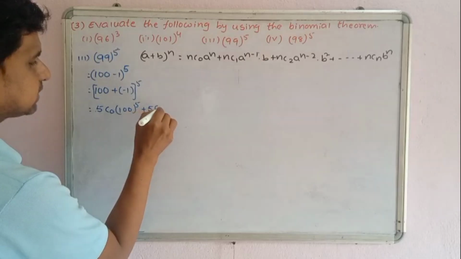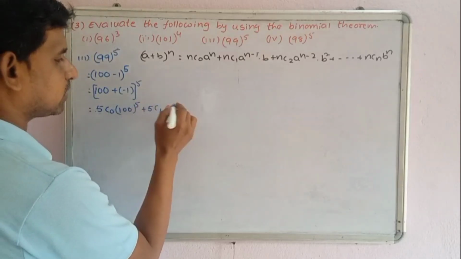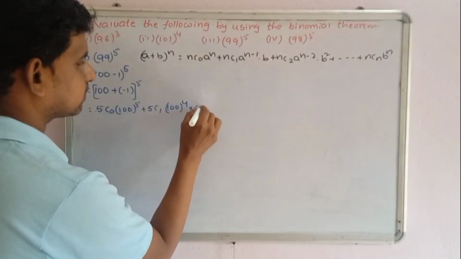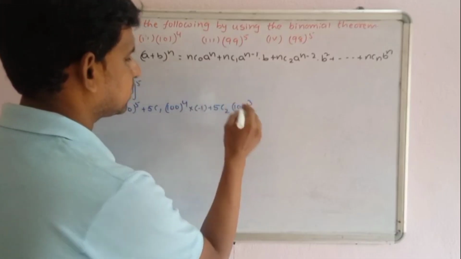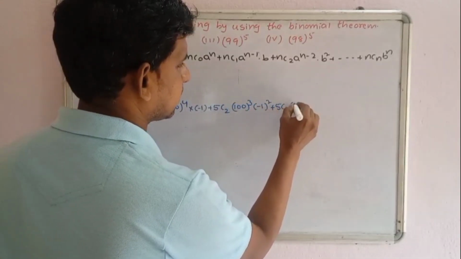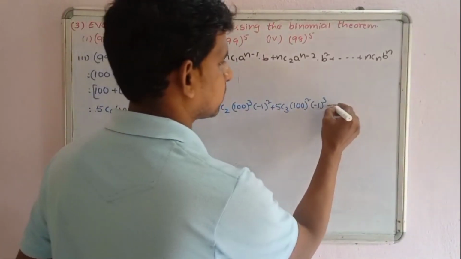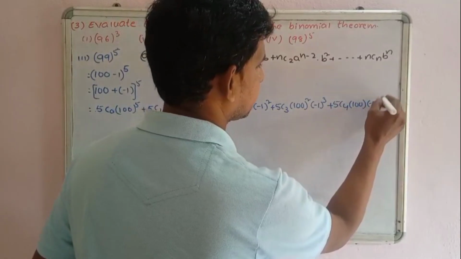Next 5c1, less than 1. So 5 minus 1 is 4: 100 power 4, minus 1. Plus 5c2, 100 power 3, minus 1 square. 5c3, 100 square, minus 1 power 3. Next 5c4, 100, minus 1 power 4.